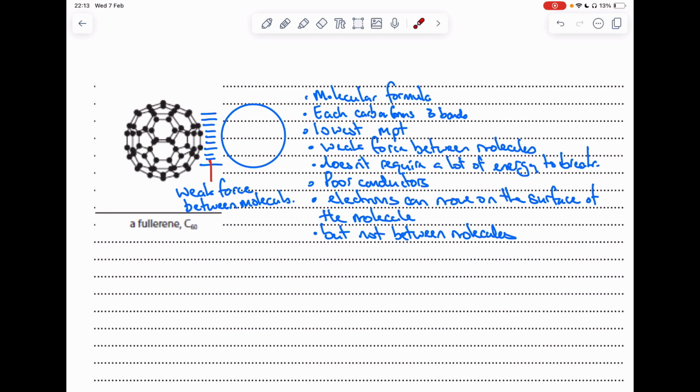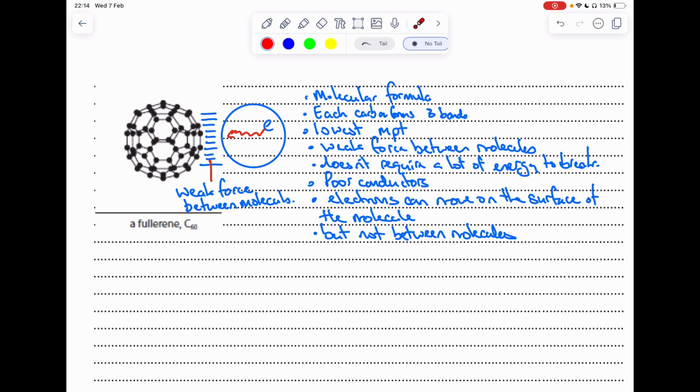These are poor conductors because the electrons can move on the surface of the molecule, but they can't move between the molecules. So I can't get electrons from here that are able to get across to the other molecule over here. They're stuck on this surface, so they're poor conductors.